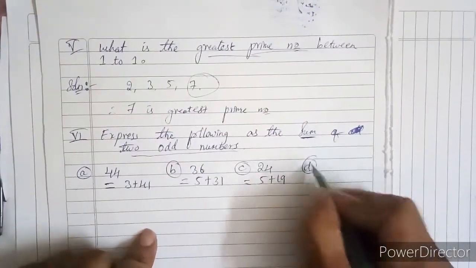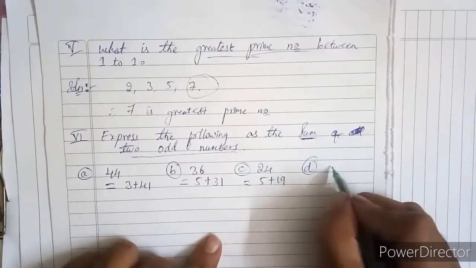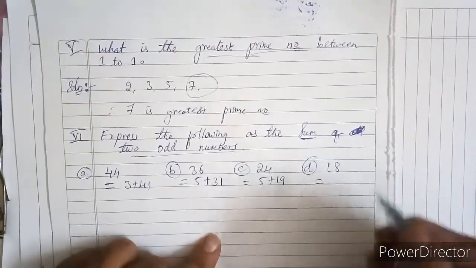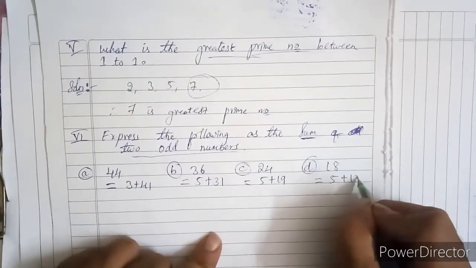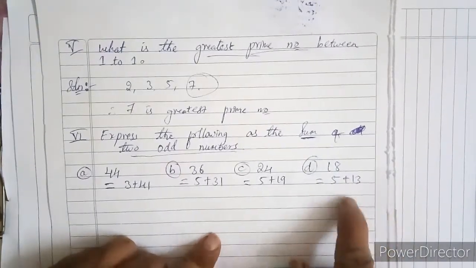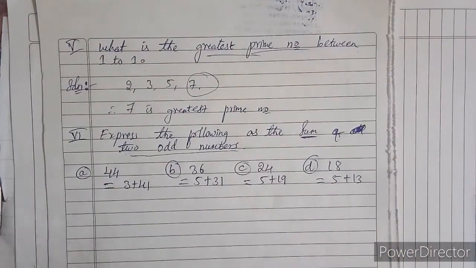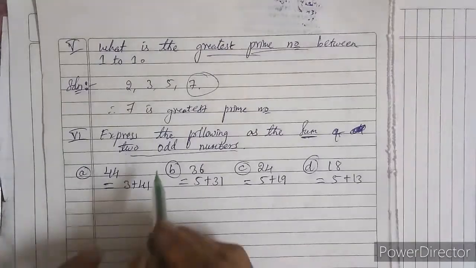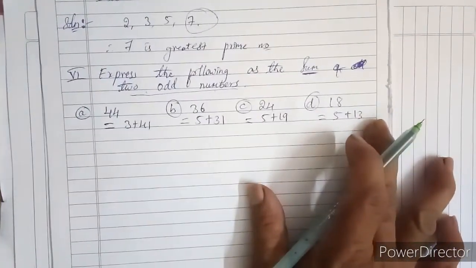Similarly, D, that is 18, was given. What are the prime numbers? 5 plus 13. 13 plus 5, both are odd numbers. Then we got exactly the given value using odd numbers. Right?